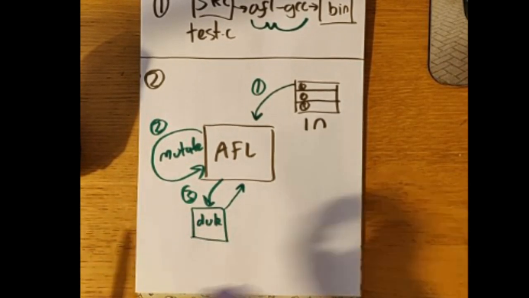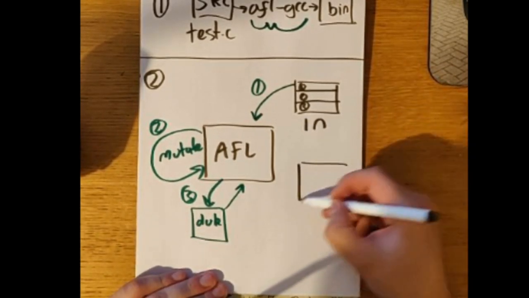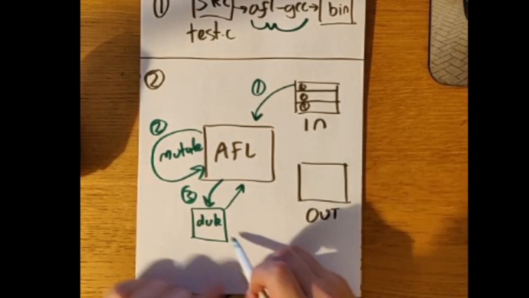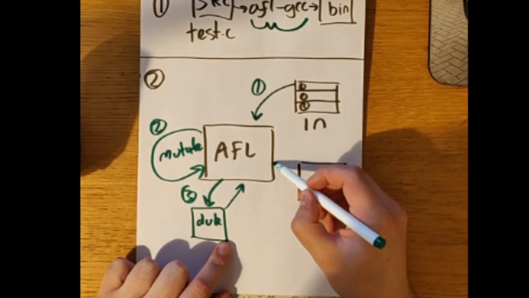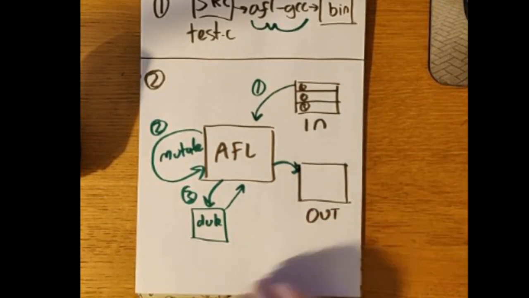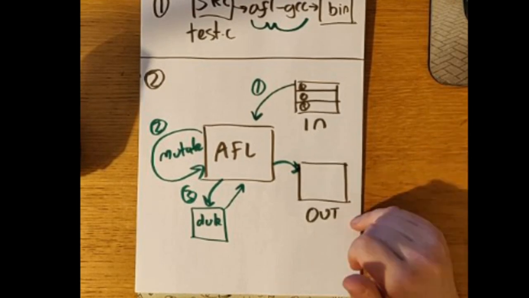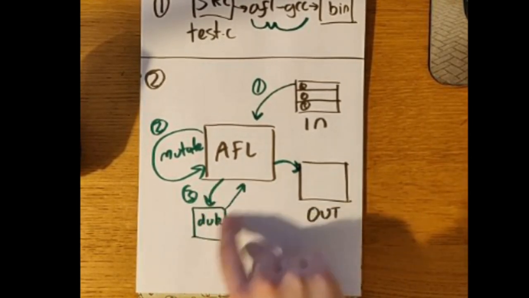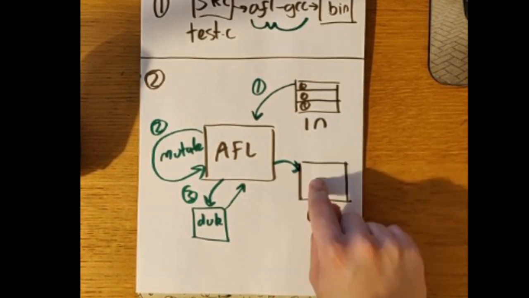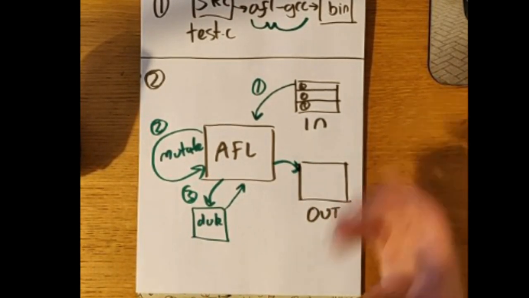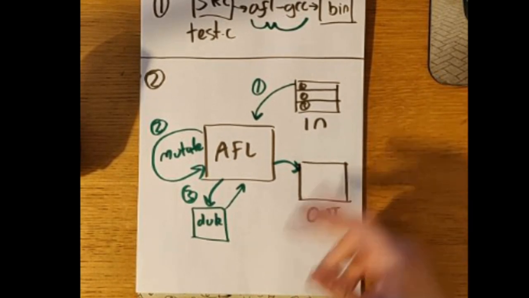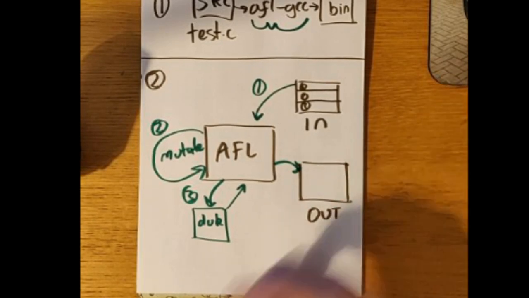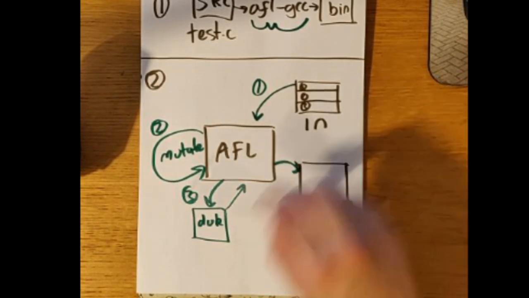The third thing it's going to do is we're going to have an out directory here. It's going to place this recording, this trace file, in an output directory. This output directory logs a lot of things. One of the things it logs is these traces. Each time a new one is generated, it's going to put it in the output directory. It's also going to record the test cases that caused crashes, or the test cases that caused infinite loops. And this is all AFL is going to do. It's going to do this over and over again.